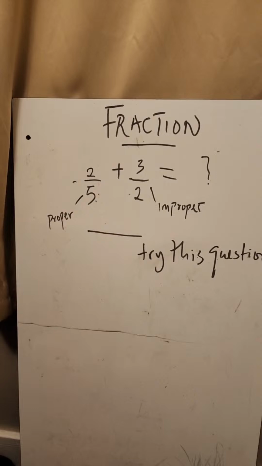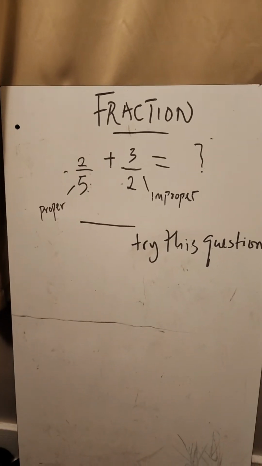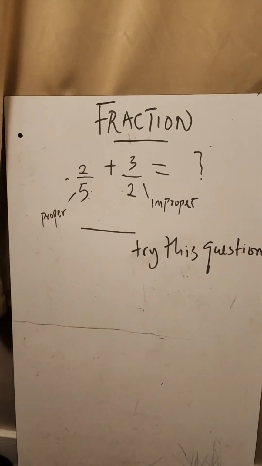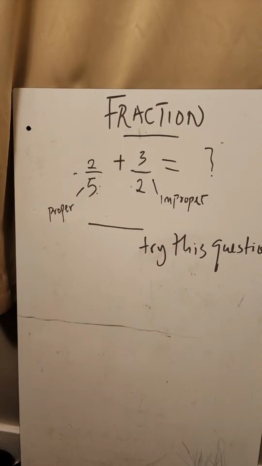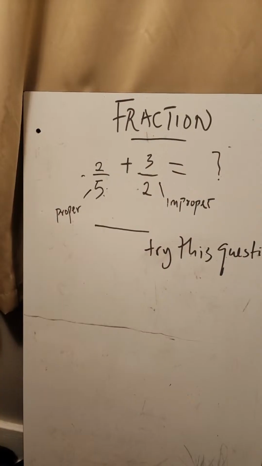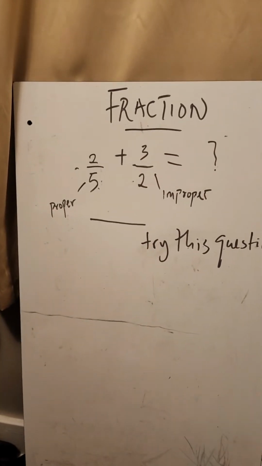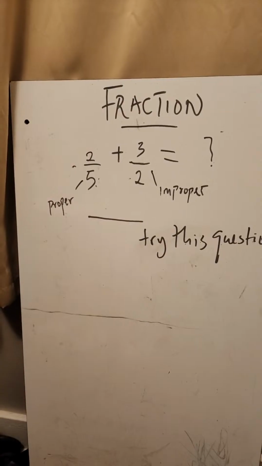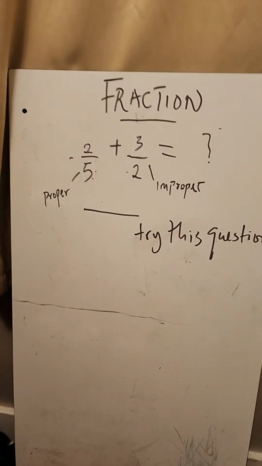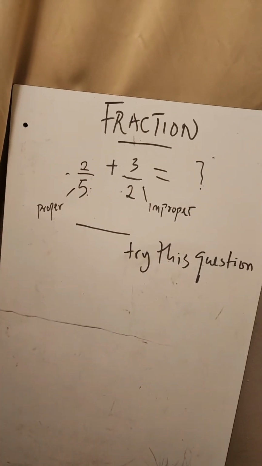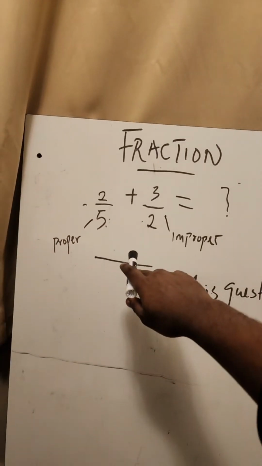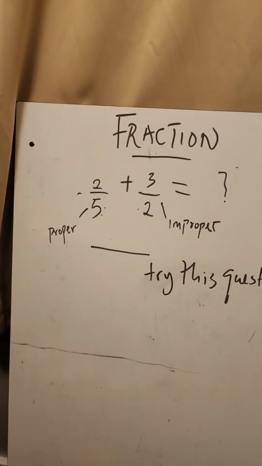Now, the first one is the proper fraction, and if you look at the proper fraction, what makes this a proper fraction is that the numerator is less than the denominator, and so looking at it, now the first thing we have to do is find the LCM.